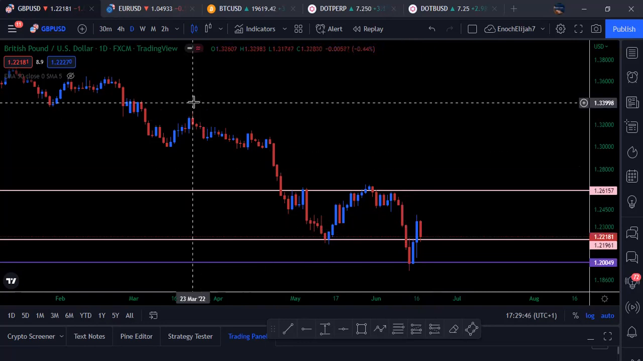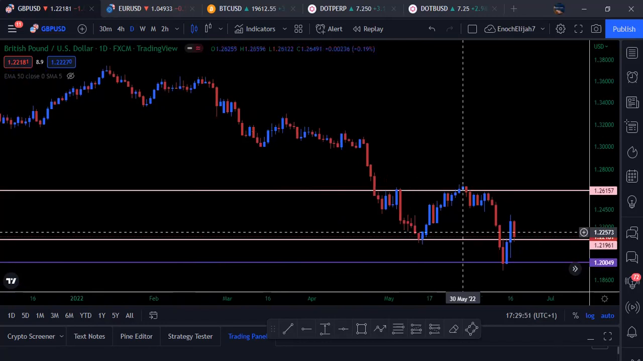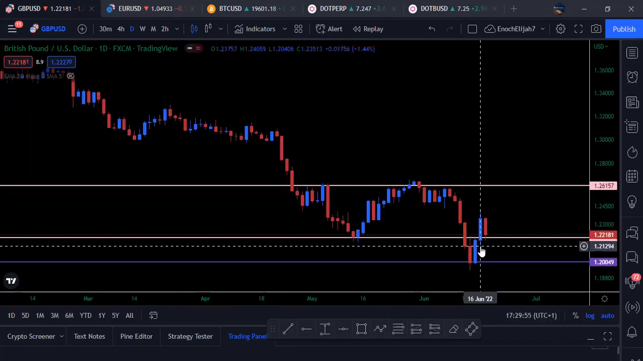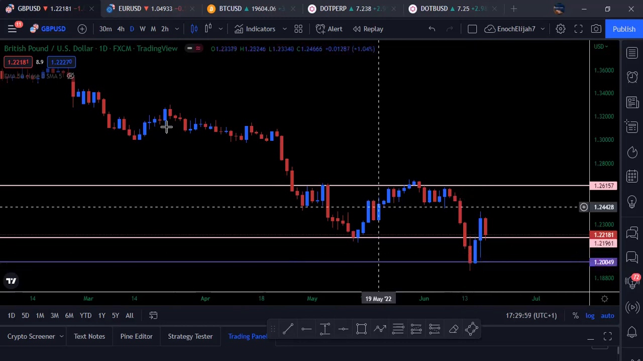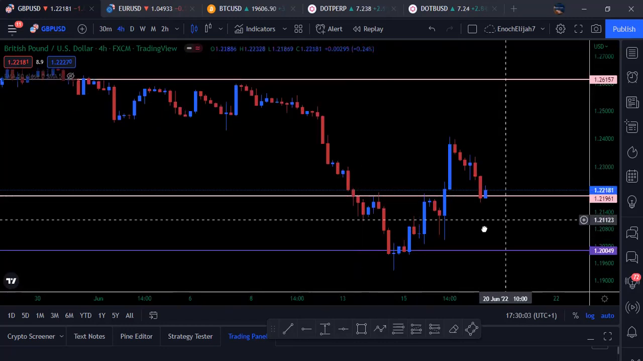Well, let me go to 4 hours to see into this zone very well. On weekly, we have a bullish bias. Now, we're still having a bearish bias on daily because we're having a lower low. Let me go to 4 hours. Now, on 4 hours, we're having this.